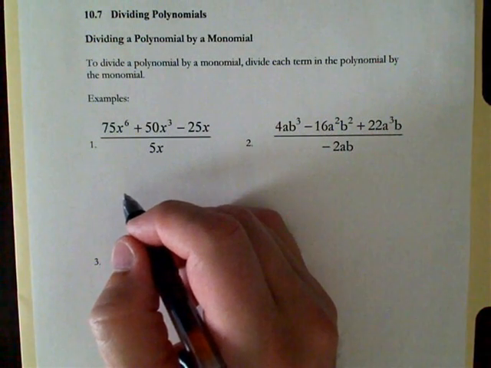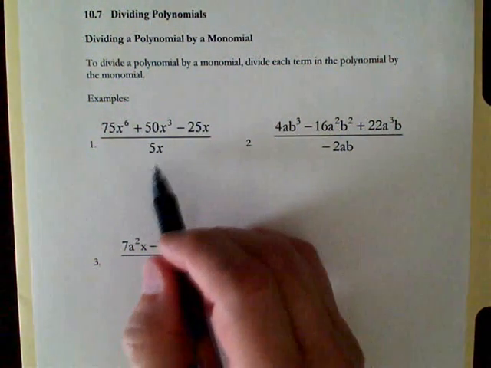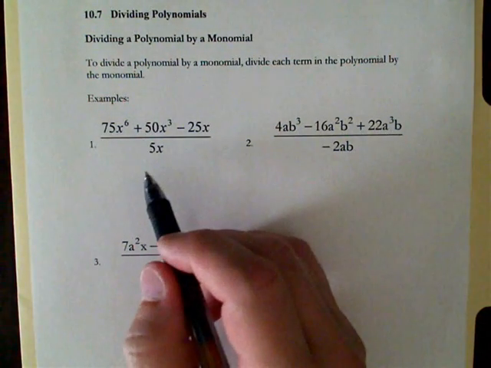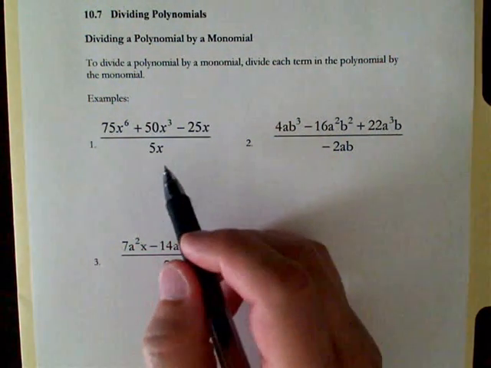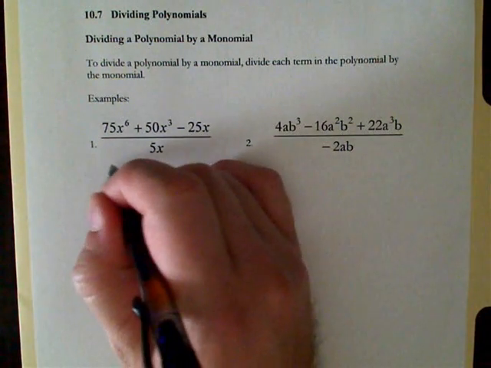10.7. Dividing polynomials. We're going to divide each one of these polynomials by a monomial. Monomial just means a single term. What we're going to do is separate each numerator to have its own denominator, and then we're going to reduce. So let's do number 1.